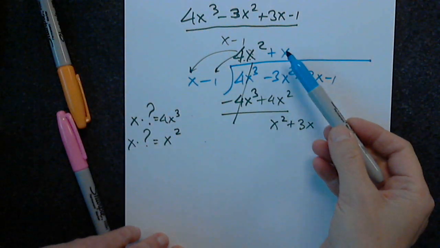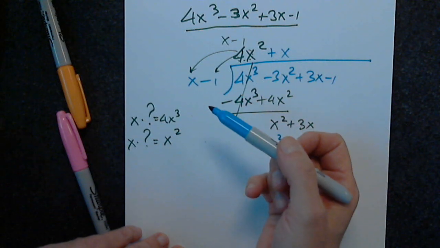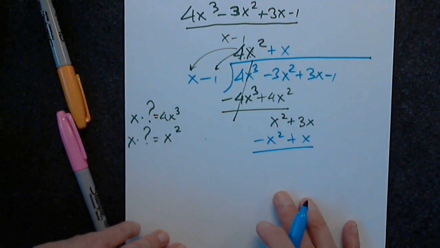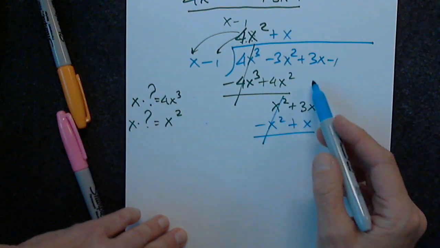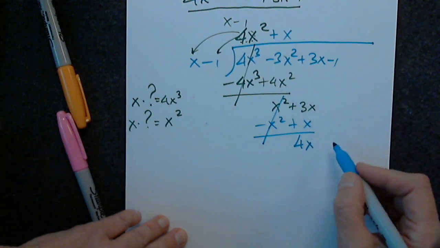Now I have to go back and distribute x and write below like terms after I change the sign. So x times x is x squared. Now I change the sign. X times negative 1 is negative x, but I change the sign and I write positive x. These are gone. This is 4x. And the last step is I have to bring negative 1 down.